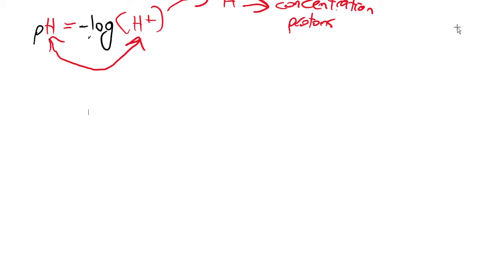Now negative log over here, when you denote a P in front of that H, it just means that, hey, you're going to put a negative log here in front of that H plus concentration, right? By the way, I'll make this a square bracket because that's generally how you represent concentration.